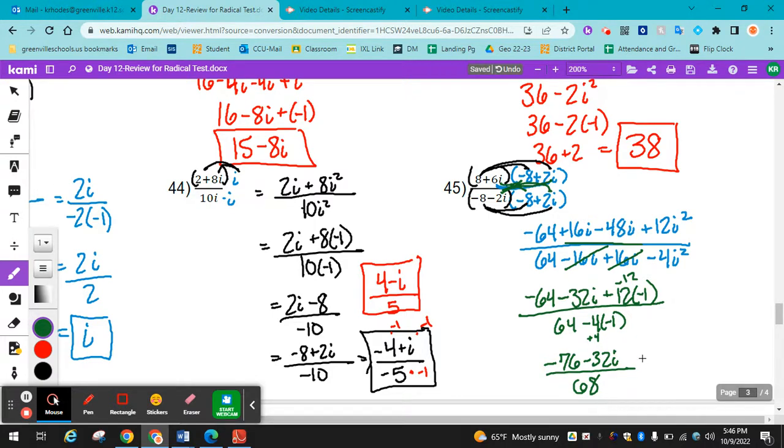Now they're all divisible by 2. So I'm going to drop it down by 2. And then you'll see they're actually all divisible by 4, or 2 again. So if you did it by 2 the first time, you get negative 38 minus 16i over 34. And then they're still all even, so you have to do it again. 19 minus 8i all over 17. There you go. There's your final answer. I hope this helps.